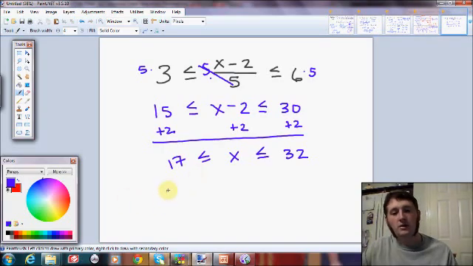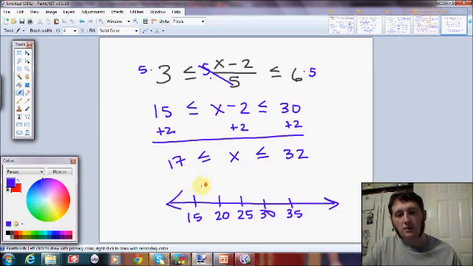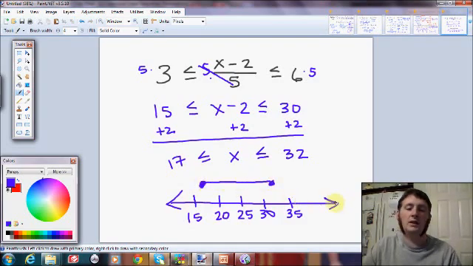And oh my, how could we do that on the number line? I'm going to cheat bad. I'm going to start at 15 and count my 5s. 15, 20, 25, 30, 35. 17's about right there. Why's my pen not working right? There's 17. 32 is about right there. And it's an and, the x is in between.